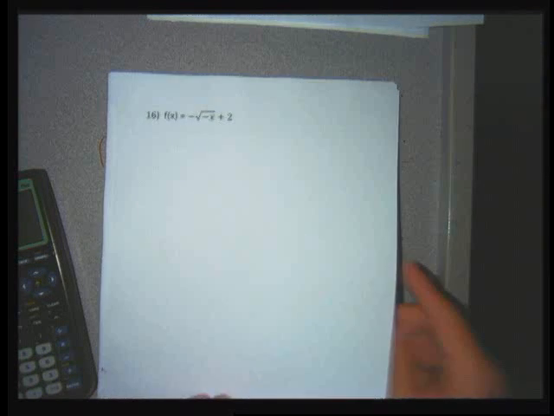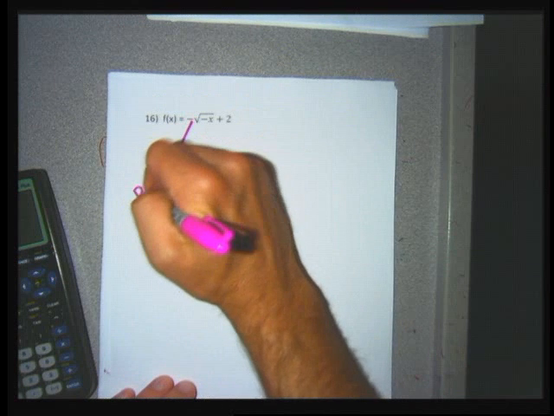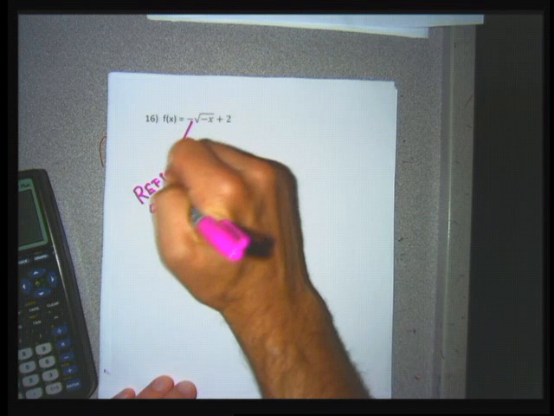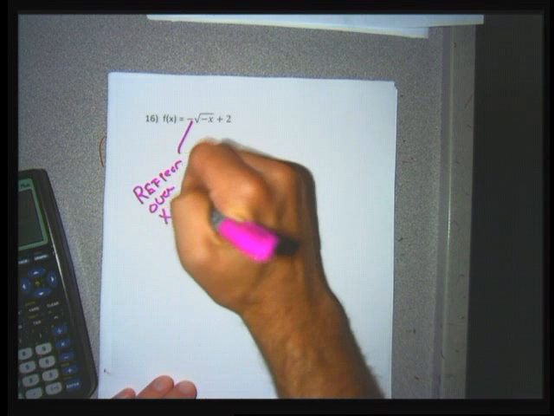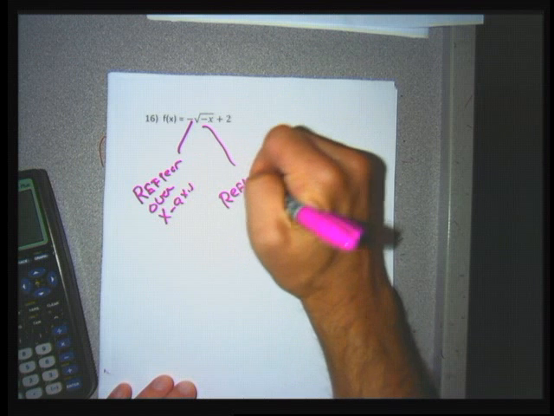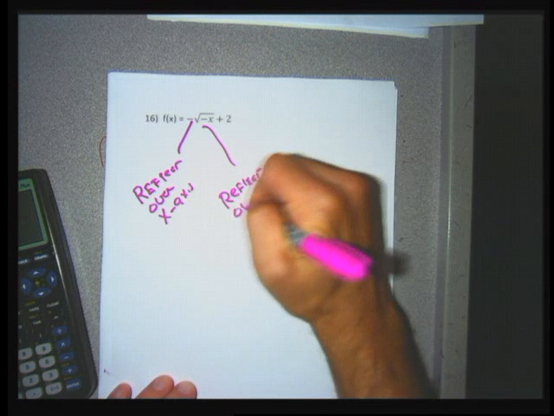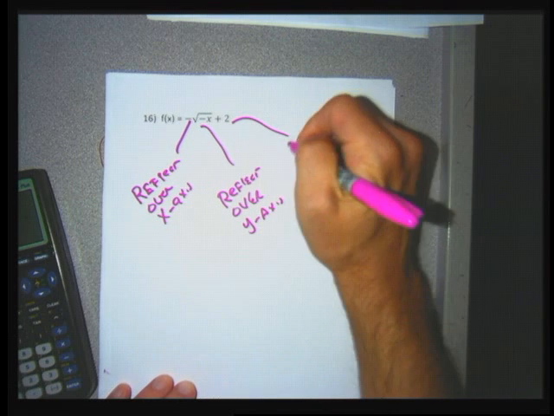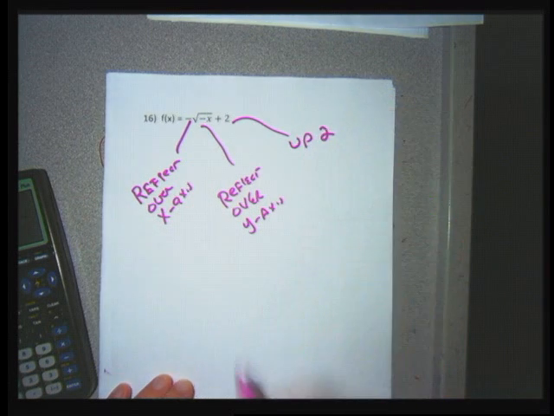Ooh, 16's got all sorts of things going on. Double negative. This negative in front of the square root is going to flip it over, or reflect it over the x-axis. This negative under the square root is going to reflect over the y-axis, and that plus 2 that's not under the square root is going to move it up 2.